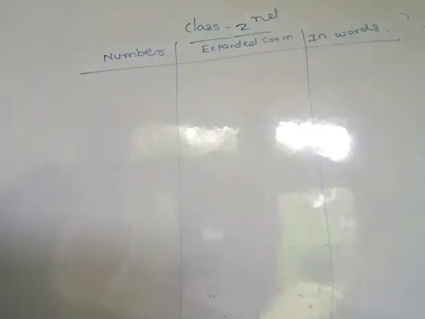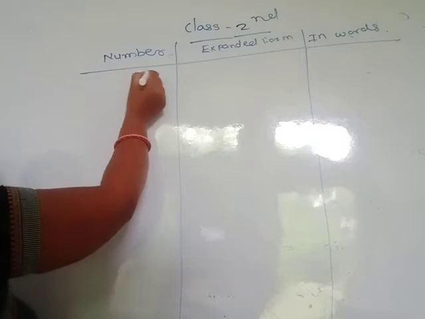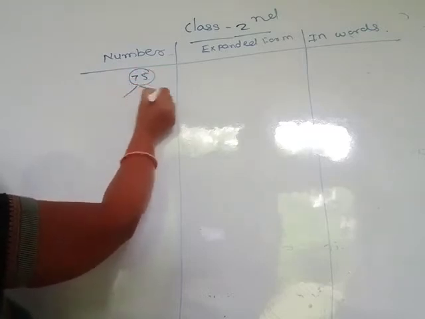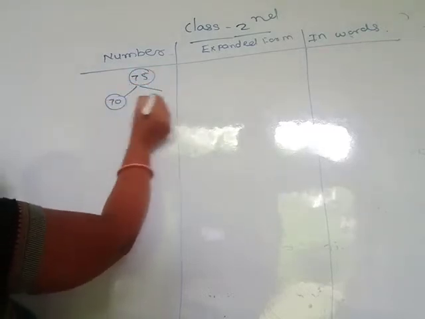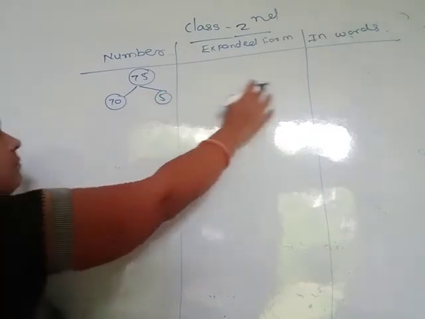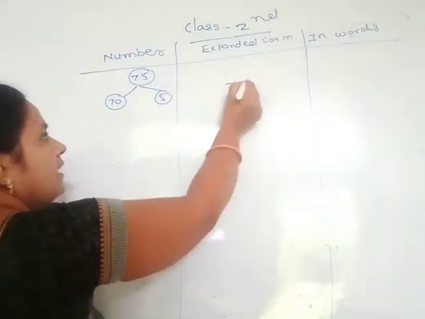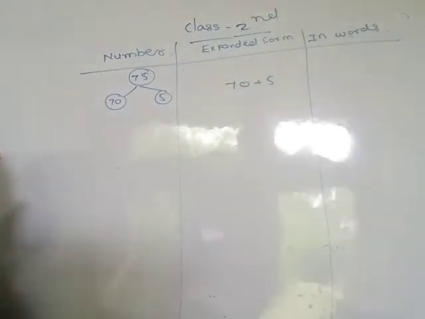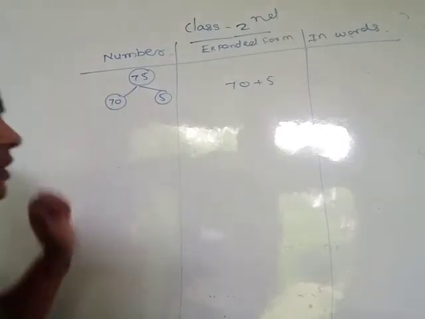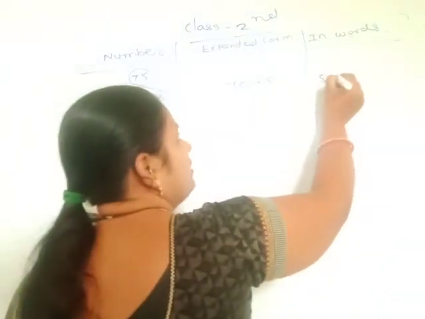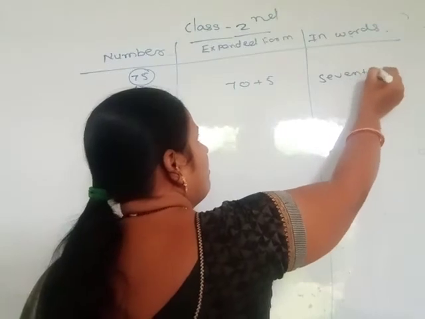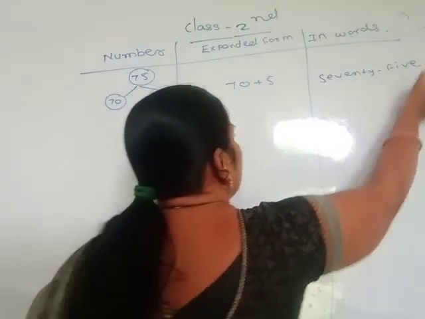Then firstly the number, write here 75. Then 75 is expanded here as 70 and here 5. Then the expanded form of this number is 70 plus 5. Then you write this number in words. 75.